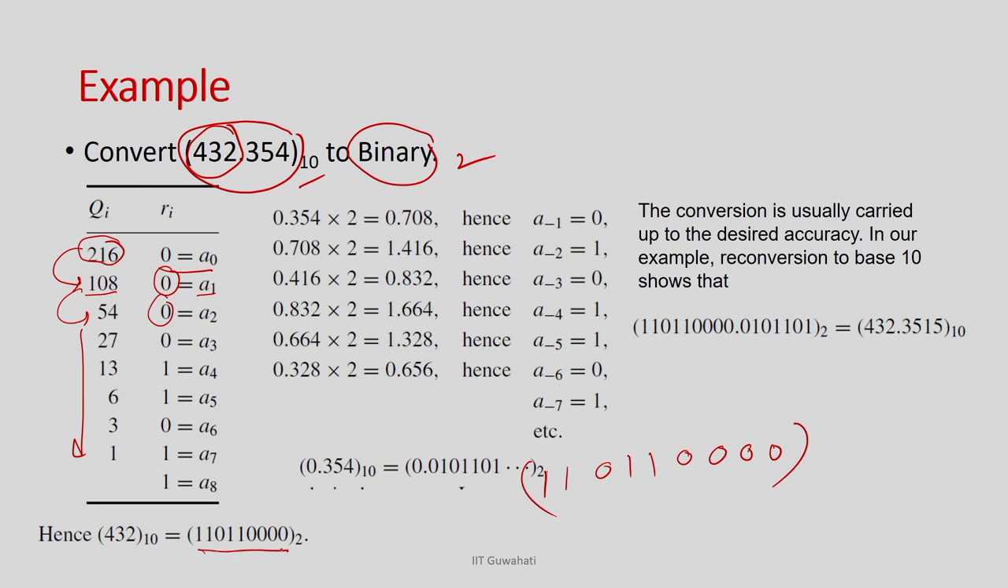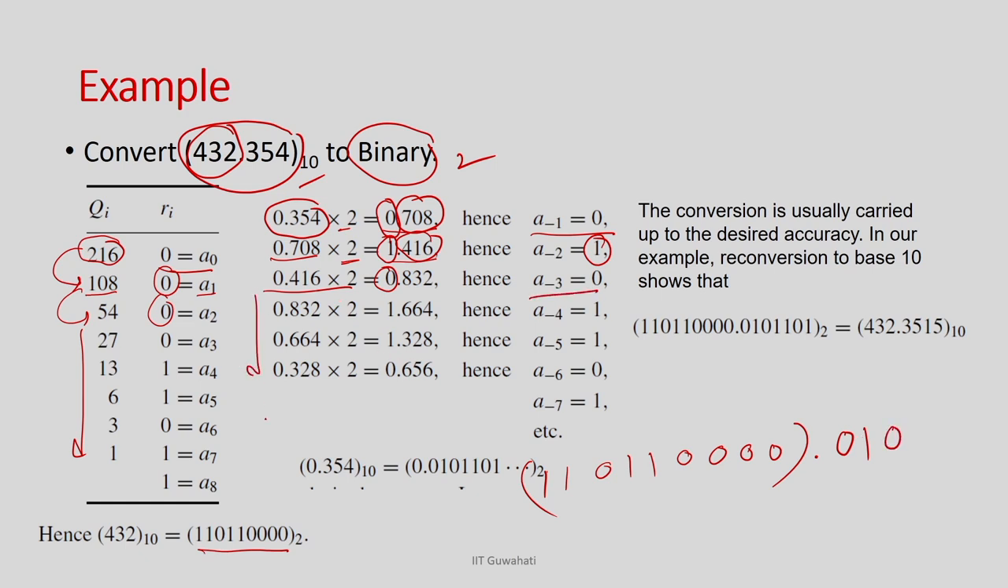On the fractional part, I will start from 0.354, and we will multiply with 2, I will get 0.708. So, that means my first fraction bit, a minus 1, is 0. Then I will take 0.708, multiply with 2, I will get 1.416, so that means a minus 2 is equal to 1. Then I will take 0.416, multiply with 2, and I will get 0 here. So, a minus 3 is 0.